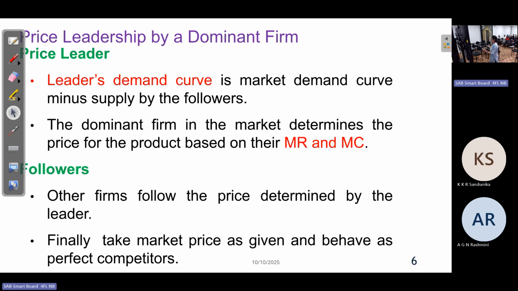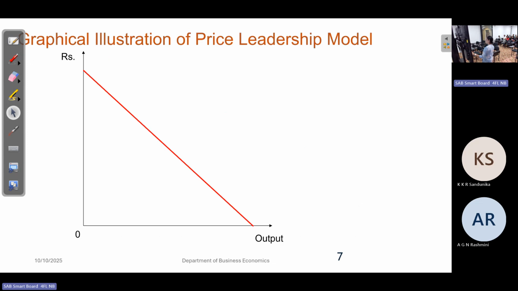Then finally, they take the market price as given and behave as perfect competitors. Right? So the rest of the firms, all the followers, behave as perfectly competitive firms. Why? They are taking the price. They are price takers. Whatever price is decided by the market leader is taken by the followers. So they behave like perfectly competitive firms. Understood? Now we are going to discuss the concept using the diagram.